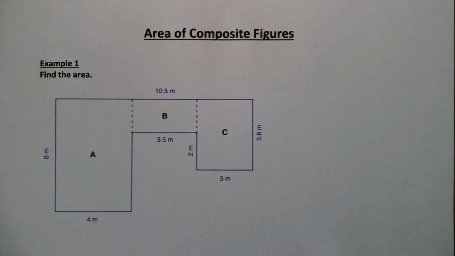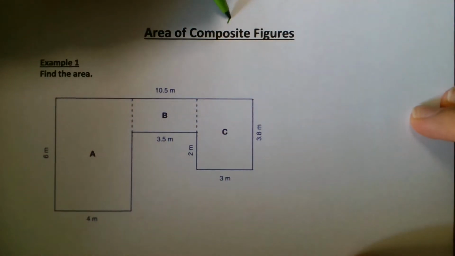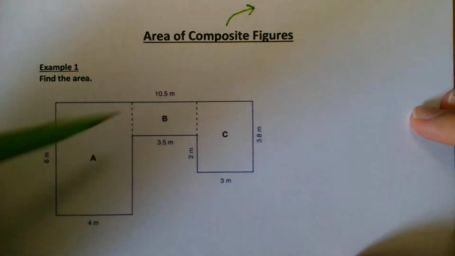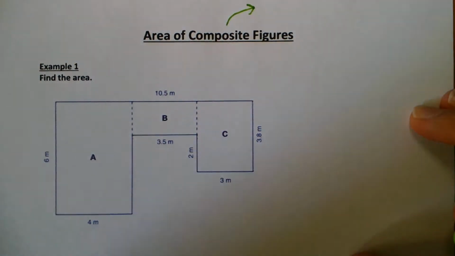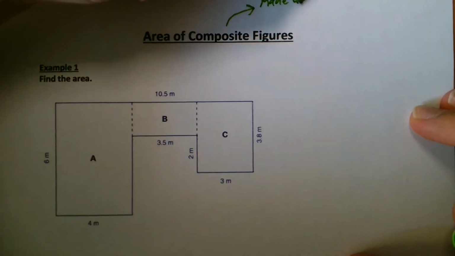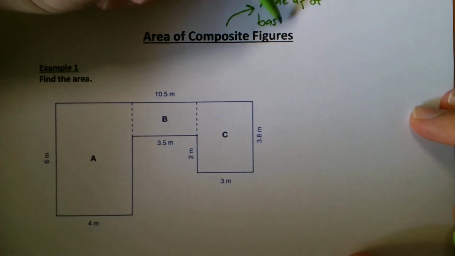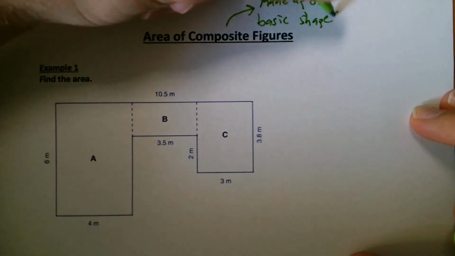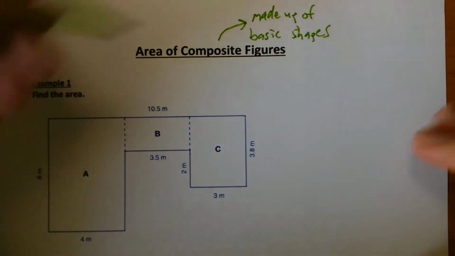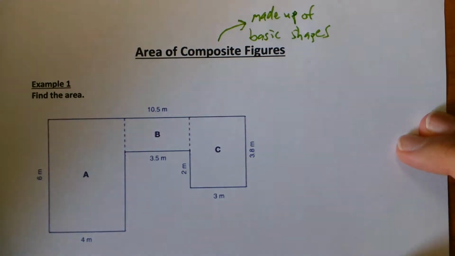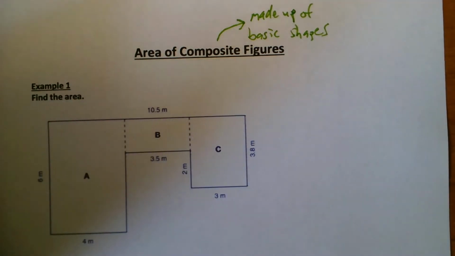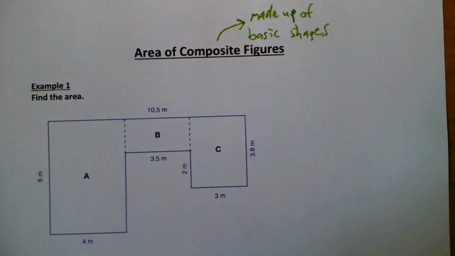This time we're going to go over area of composite figures. And just to remind you what that is, composite figures are any shape like this one that is made up of smaller, more basic shapes. So up here I'm just going to write made up of basic shapes. When I say basic shapes, I'm referring to shapes where we know an area formula for them, such as squares, rectangles, triangles, circles, that sort of thing. Anything we already have an area formula for, you could think of as a basic shape.